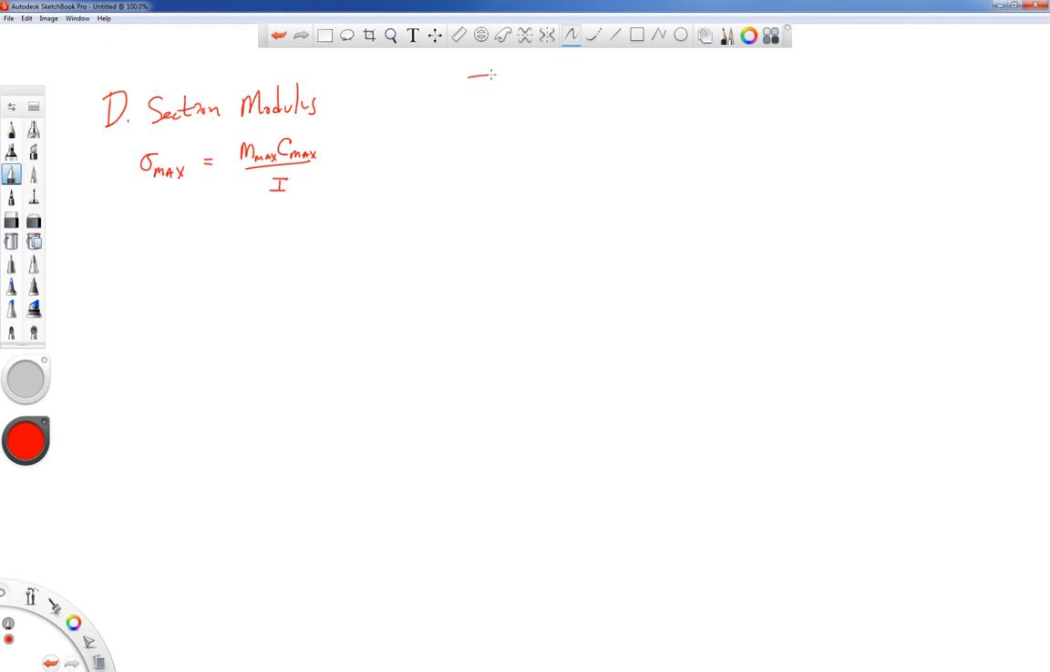Now, for this discussion, let's not look at a rectangular cross-section beam. Let's look at something that's a little bit more sophisticated, maybe a T-shaped cross-section. And maybe the distance from the neutral axis to the top is the distance C1, and the distance from the neutral axis to the bottom is distance C2. So in this case, those values are going to be different, but what I mean by C max is it's going to be the maximum of those two magnitudes.